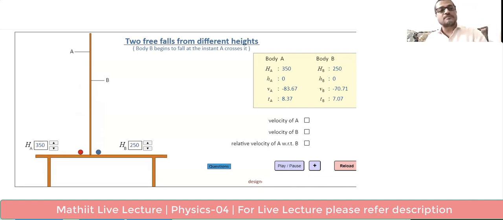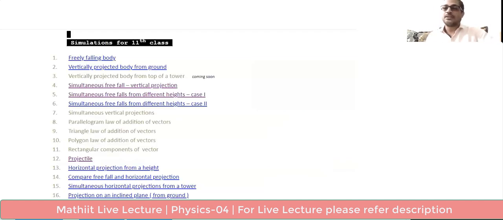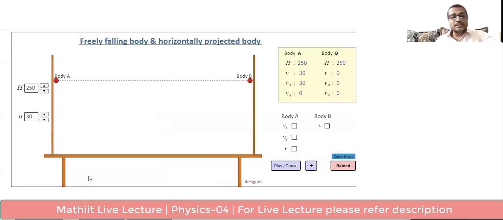Each of the simulations, we can spend almost half an hour on by discussing various cases. I'm not doing that now. I'm just telling you how it can be done. Then your vectors can be useful in this case also. This is one body A, which is thrown horizontally like this. And this is another body B, which is just allowed to fall down.